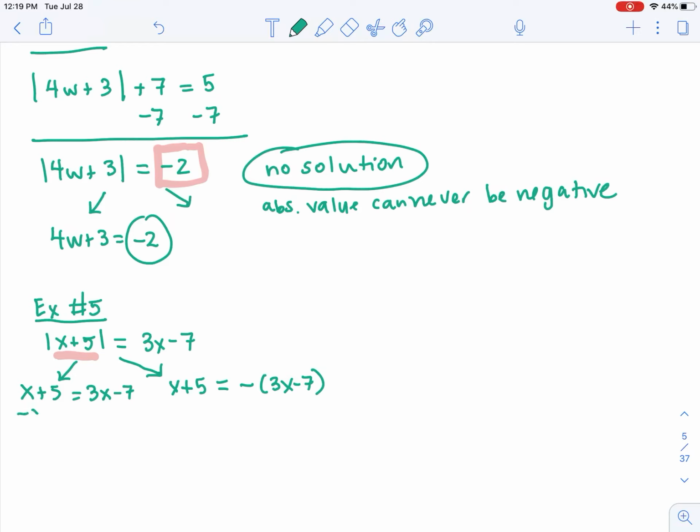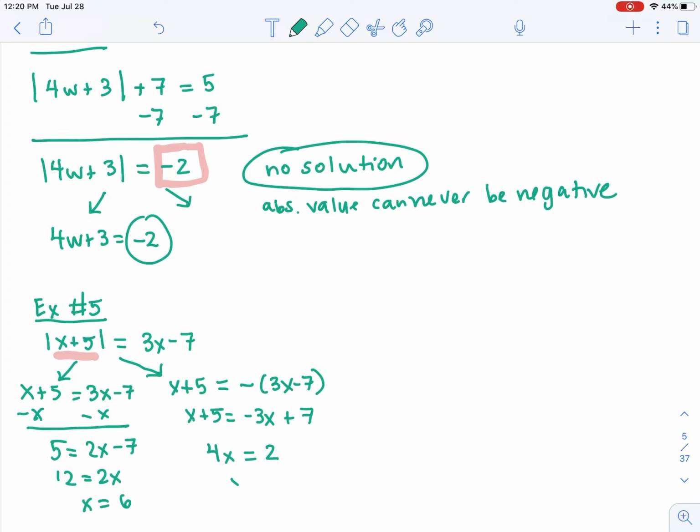So if I solve this one, subtract x, I get 5 equals 2x minus 7, add 7 on both sides, 12 equals 2x, so x therefore is 6. So from this first equation, I get x equals 6. On this other side, I'm going to go ahead and distribute the negative, add the 3x on both sides, 4x, subtract the 5 on both sides, 2, x equals 1/2.